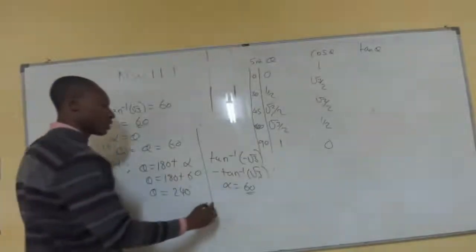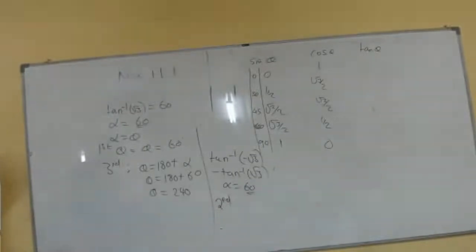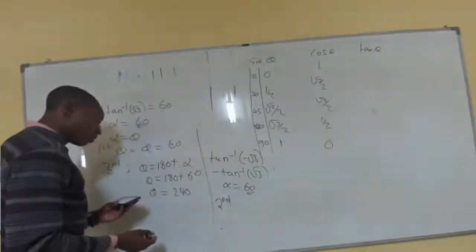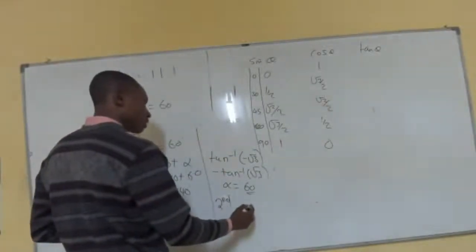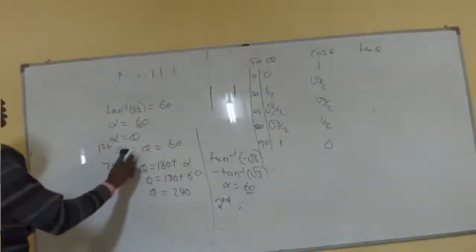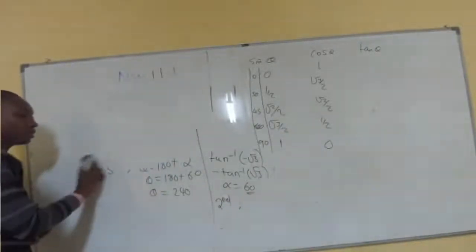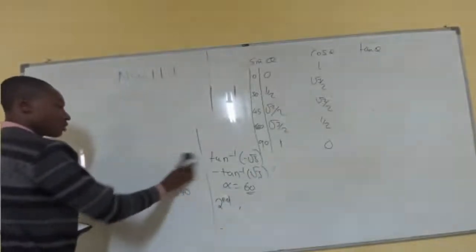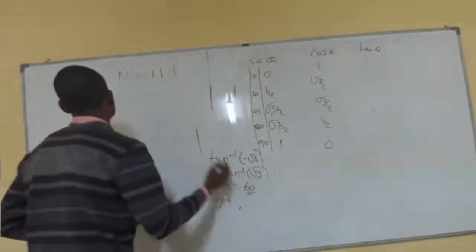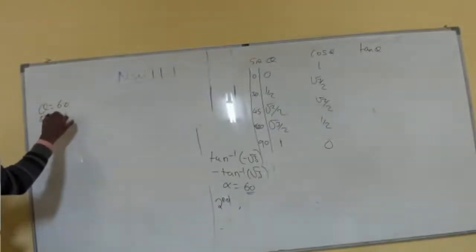So in the second quadrant, we have theta, let's see. Okay, let's erase this. We've already found theta: theta was 60 and theta was 240.